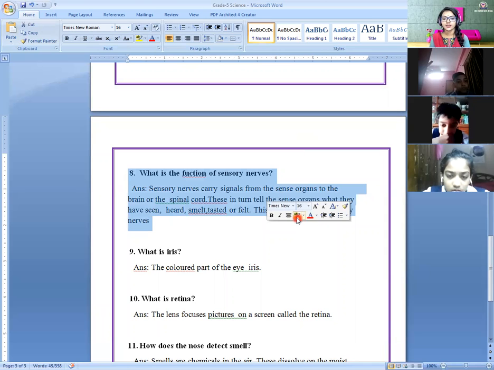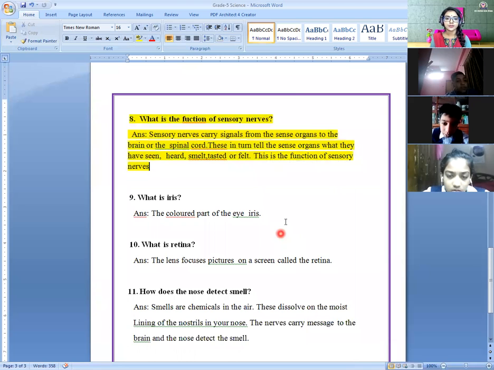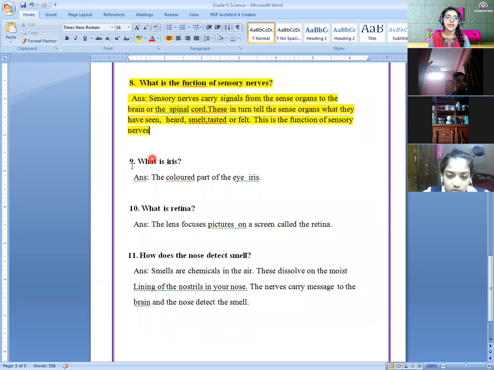What is the function of sensory nerves? Sensory nerves carry signals from the sense organs to the brain or the spinal cord. This in turn tells the sense organs what they have seen, heard, smelled, tasted, or felt. This is a function of sensory nerves. Okay, Ankita, read the 9th and 10th number questions.